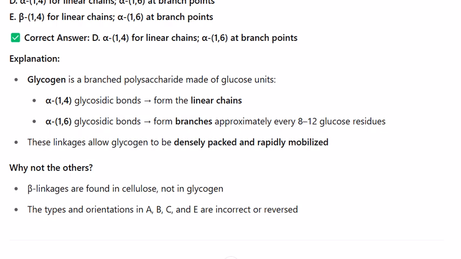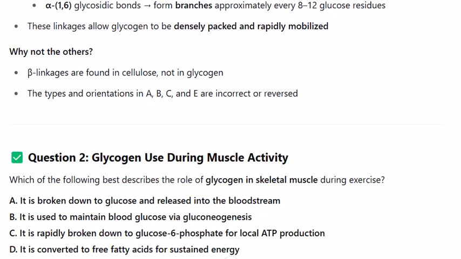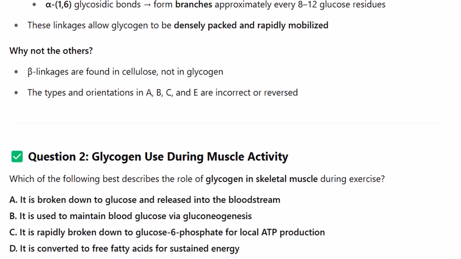These linkages allow glycogen to be densely packed and rapidly mobilized. Why not the others? Beta linkages are found in cellulose, not in glycogen. The types and orientations in A, B, C, and E are incorrect or reversed.